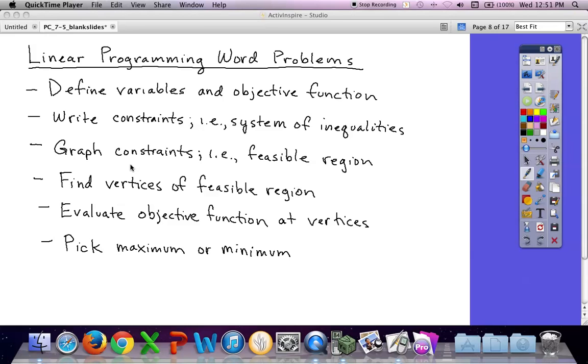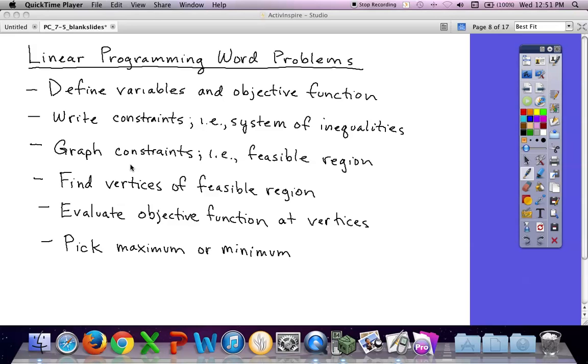Most of this should make sense to you at this point. We did defining variables in the last homework, the number 69, we had to do that. The objective function is a little new, but we've already used it in non-word problems. The constraints we know is the system of inequalities, did that in last night's homework.